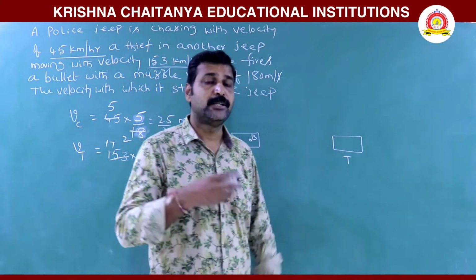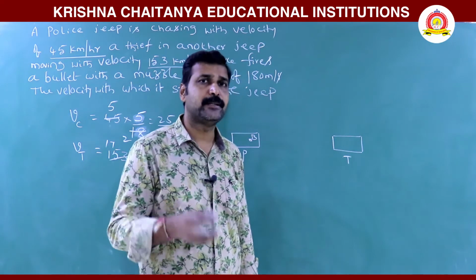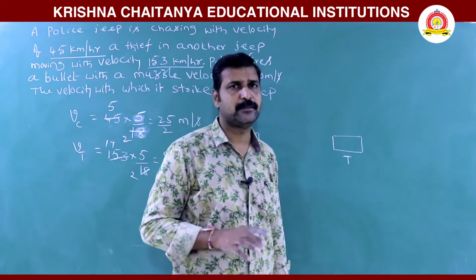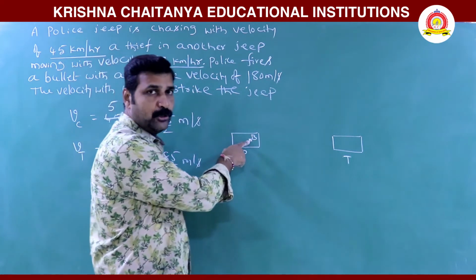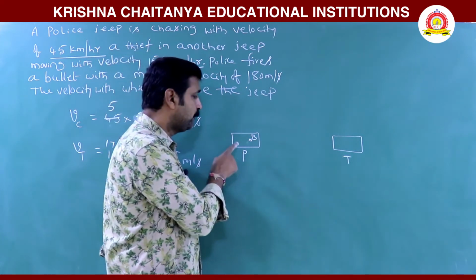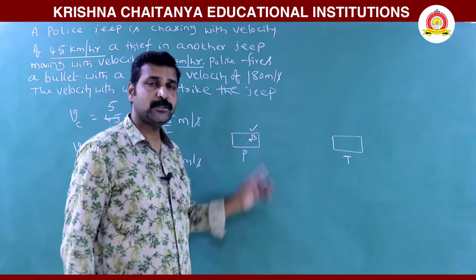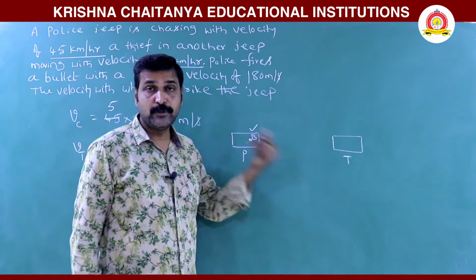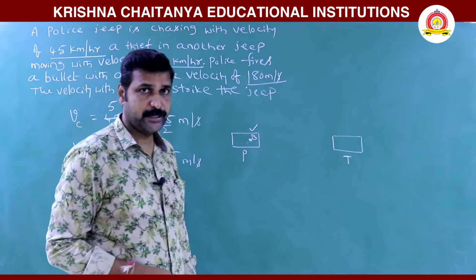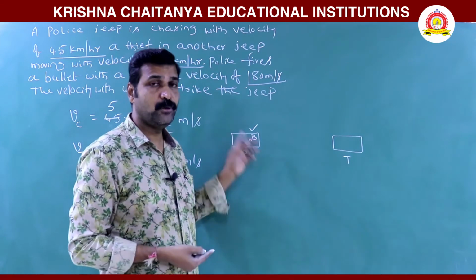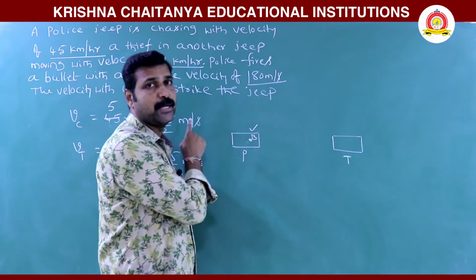So if we are moving in a bus with any speed, then our body also attains the same speed. Here also, the bullet and gun are both in the police jeep, meaning if the police jeep has some velocity, then the bullet also has that velocity. Now if that bullet is fired with a muzzle velocity of 180 meter per second, then the total velocity of the bullet would be 180 plus the police jeep velocity.